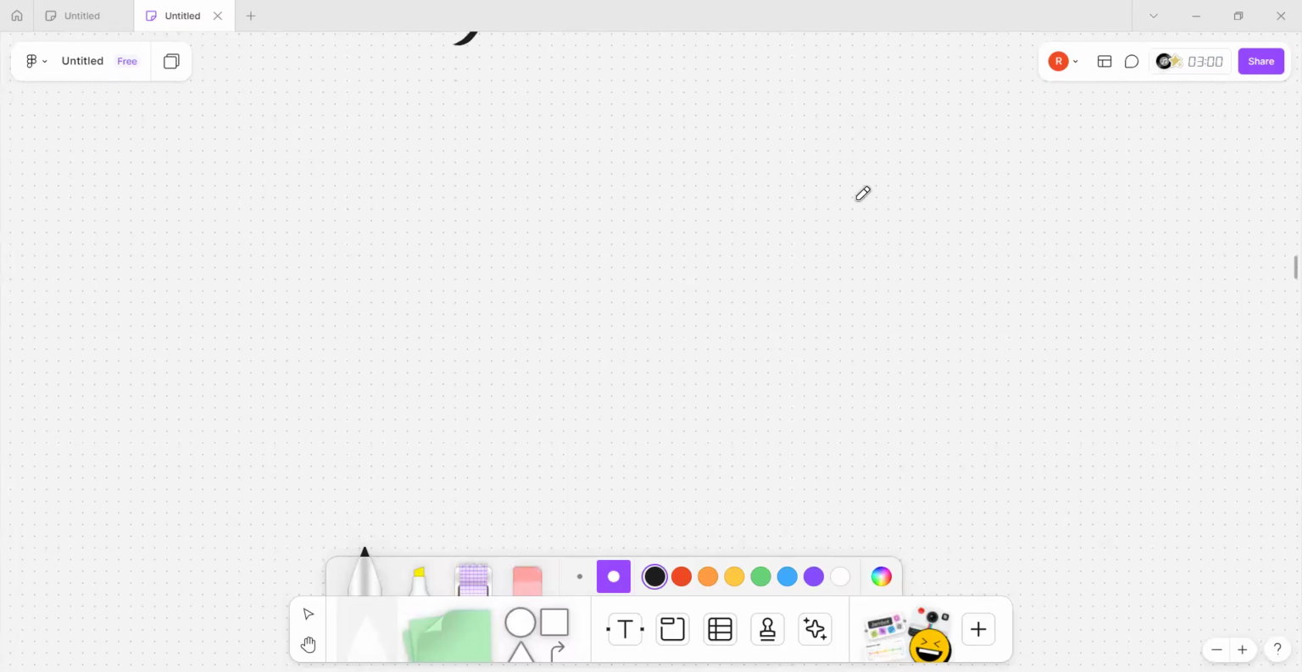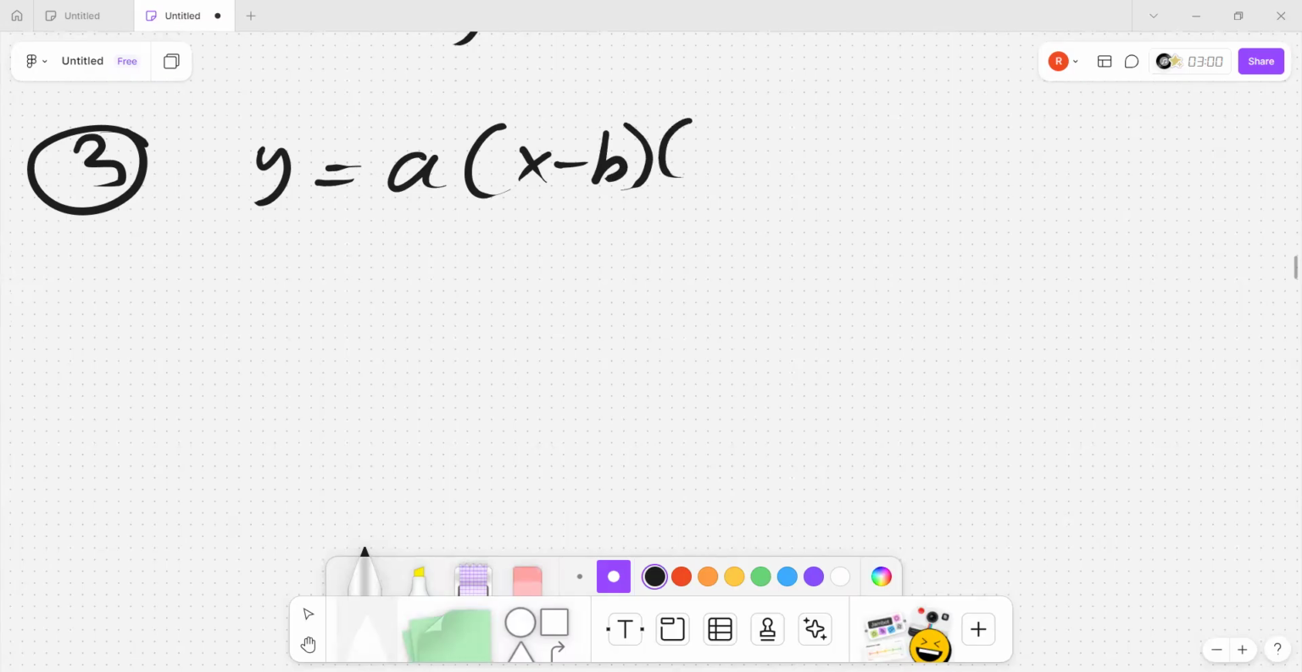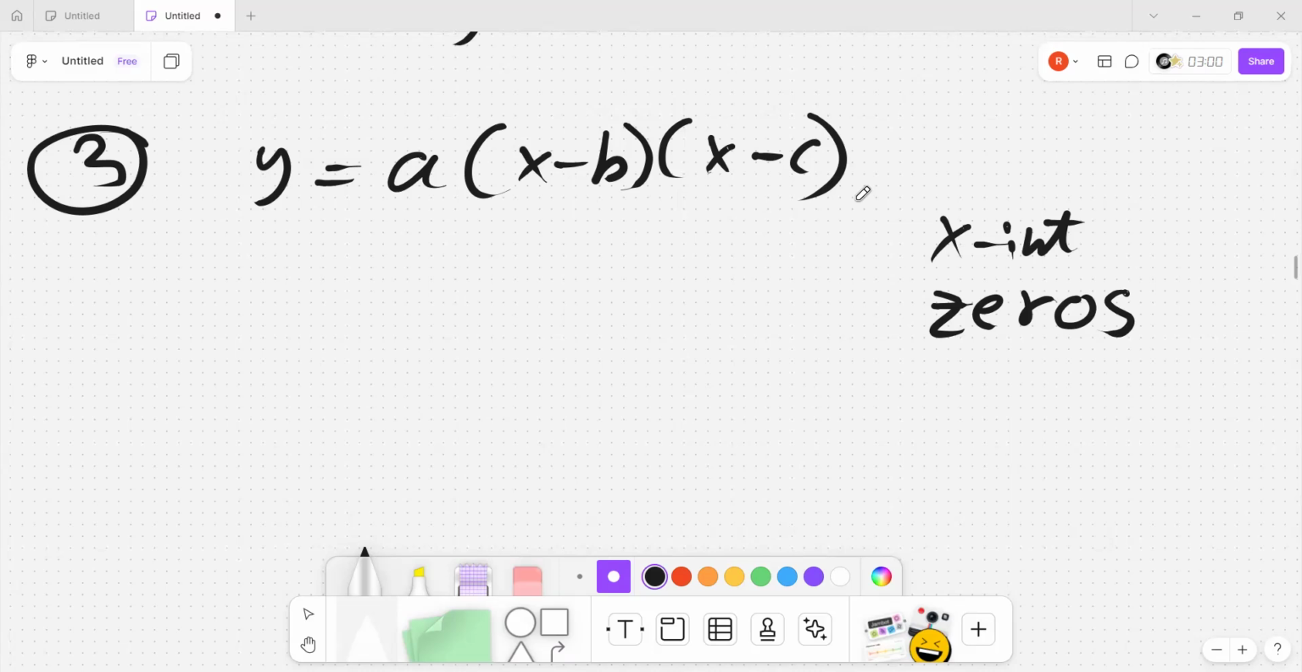Okay, let's move to the third equation. The third equation of the parabola has 5 names. First of all, it is written as y equal a(x minus b)(x minus c). It has 5 names: x-intercepts, zeros, roots, solutions, factors.